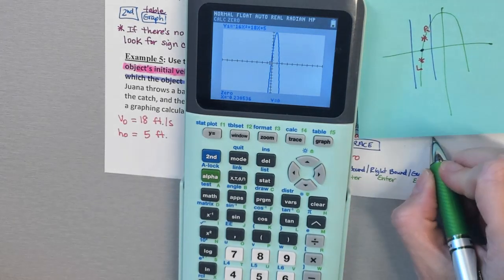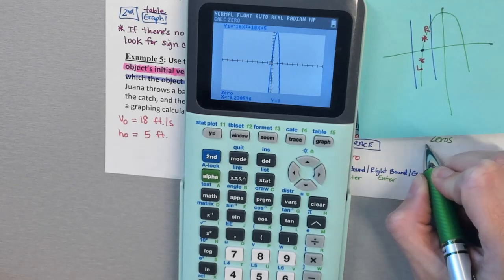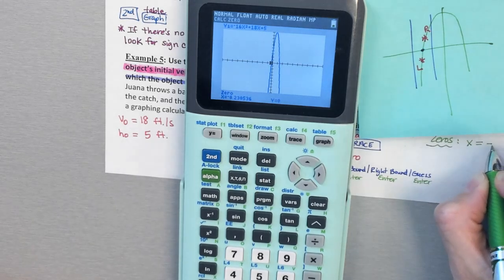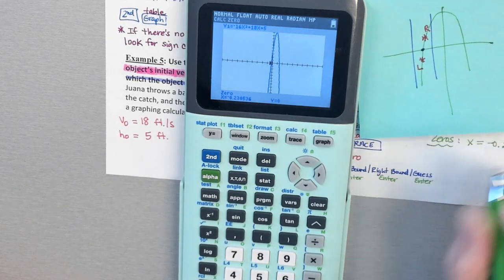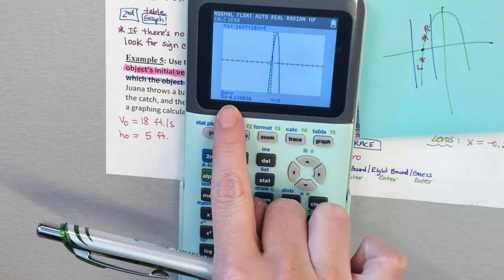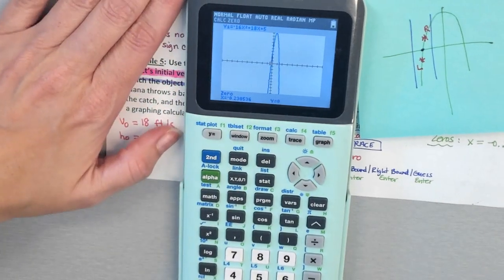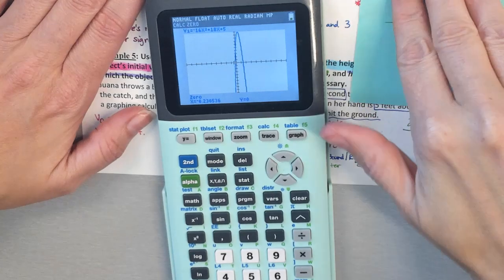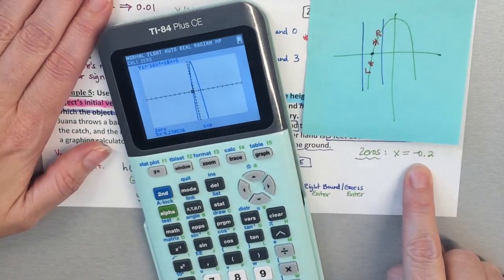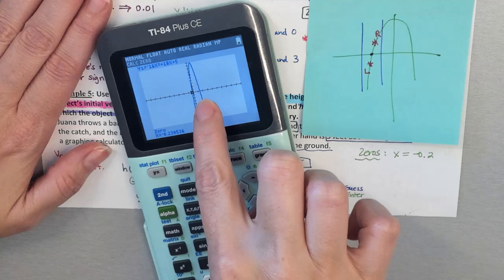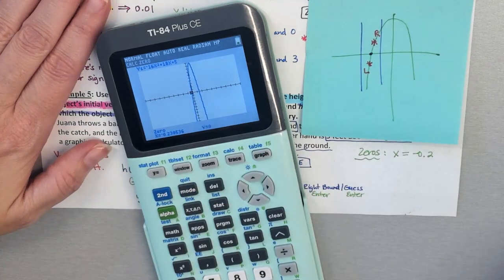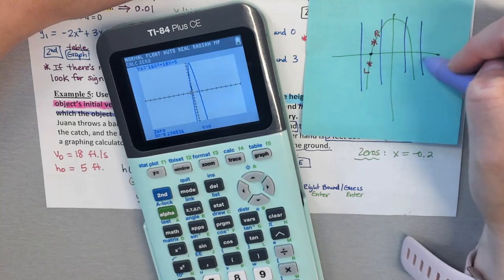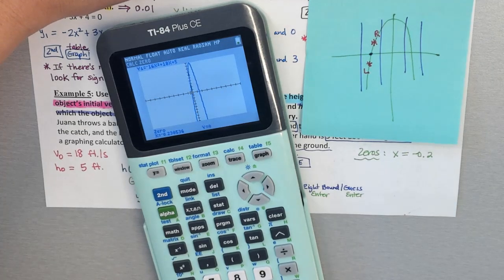Okay, and then it's going to give you the actual 0. Okay, so you have 2 zeros on this graph. The first one, if we round it to the nearest tenth, like it asked us to, is going to be at negative 0.2. Okay, so I just wrote that down there. And then we have to do it again because it crosses the x-axis again.